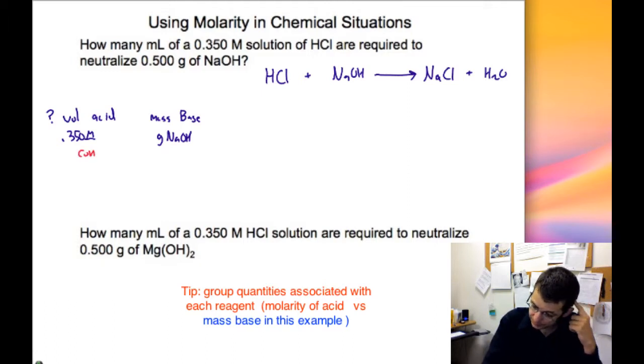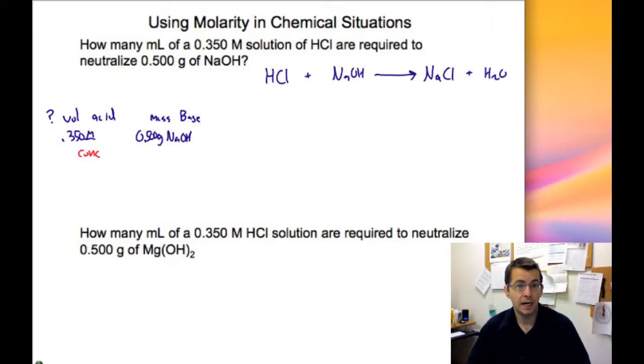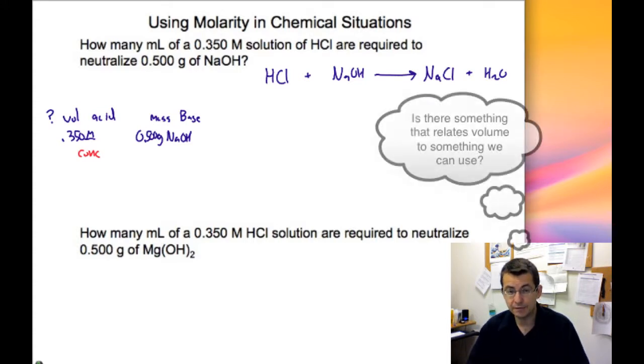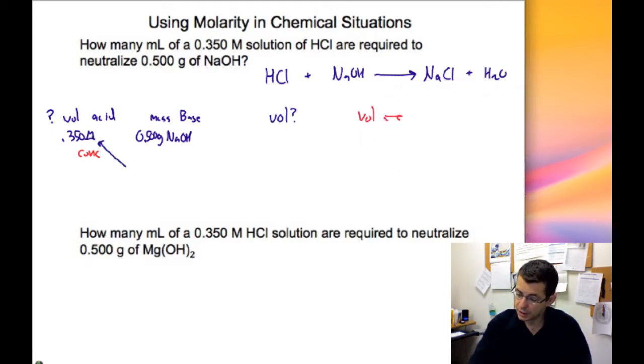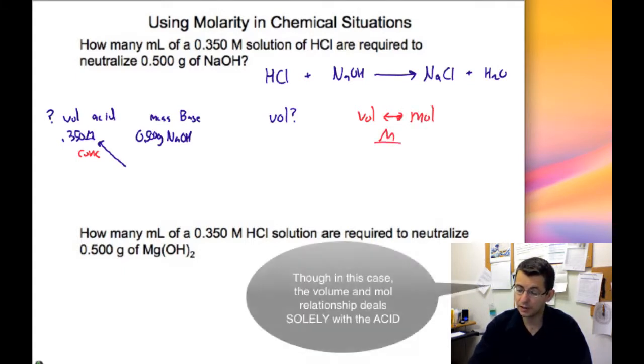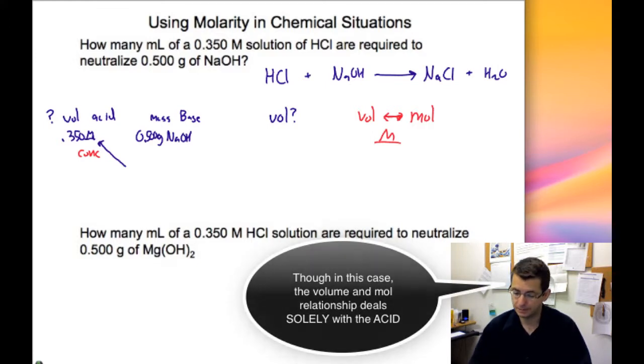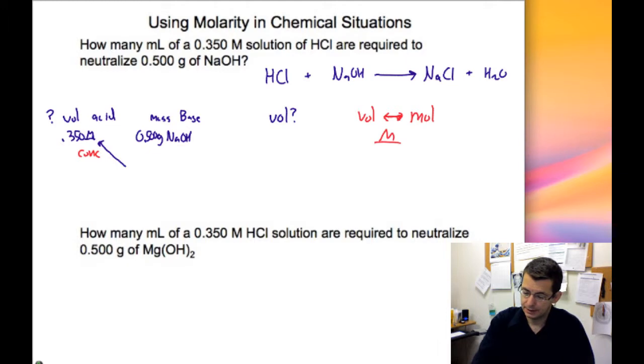In this example, we're looking for a volume of acid given a mass of base and a concentration of acid. So here's our concentration, and here's our grams of sodium hydroxide. How do we use this? The question is asking us for a volume. How do we relate volume to quantity? The only relationship you have is volume and moles via molarity. So if we know the molarity, we can relate volumes to moles. Well, we do have a molarity, but this is moles of acid to volume of acid, which is what we're looking for. So nowhere in this problem are moles of acid given.